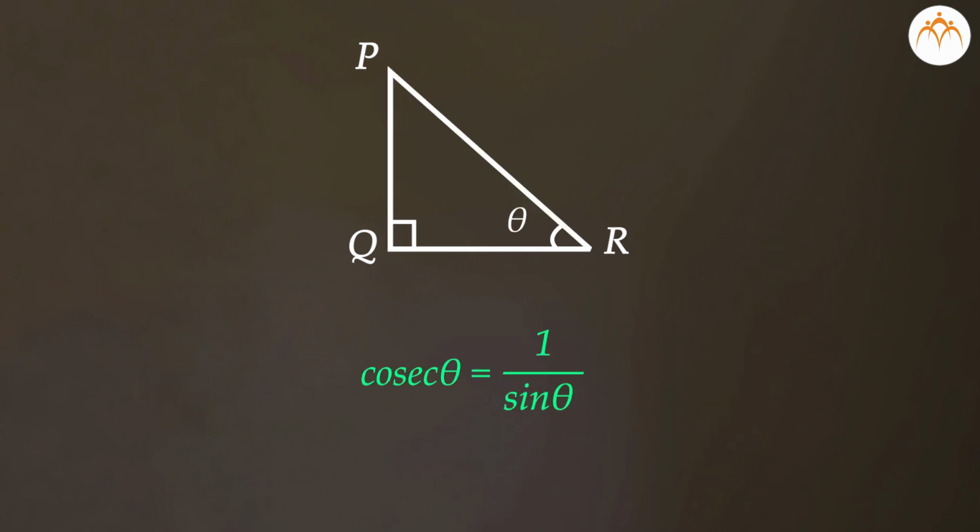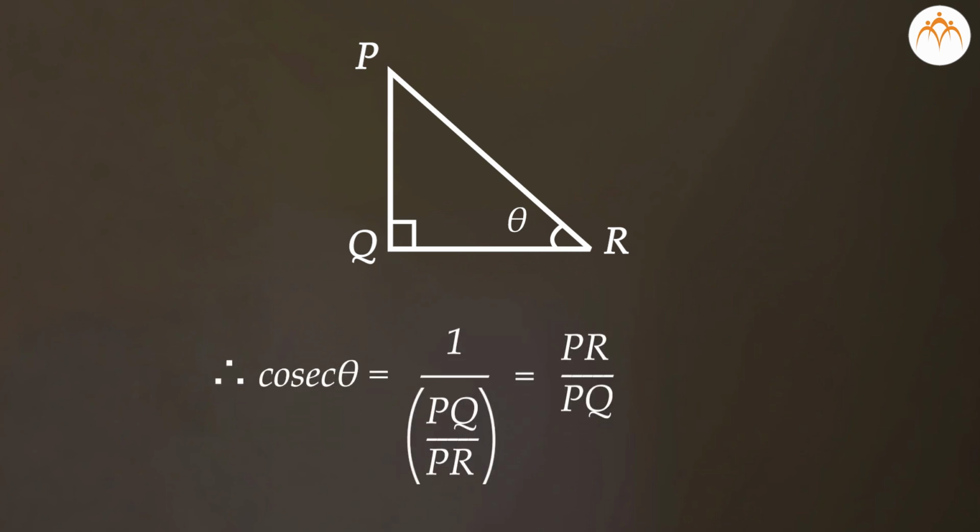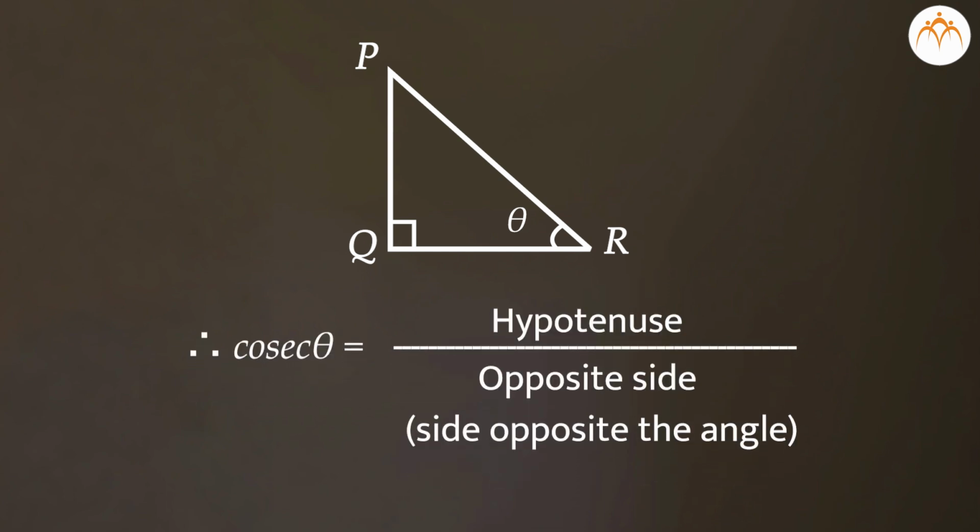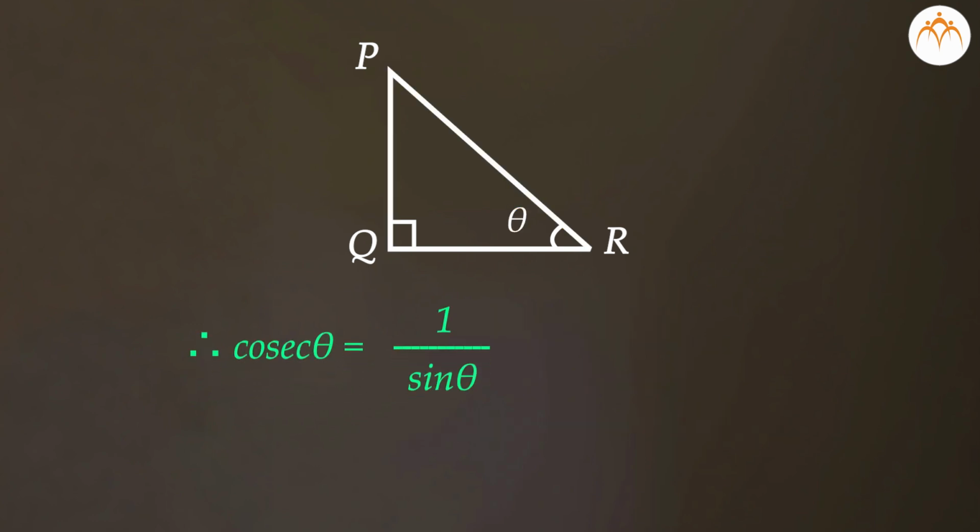Cosec theta is equal to 1 upon sin theta. Therefore, cosec theta is equal to 1 upon PQ upon PR equal to PR upon PQ. Therefore, cosec theta is equal to hypotenuse upon opposite side, that is the side opposite to the angle. Similarly, cosec theta is equal to 1 upon sin theta. Therefore, sin theta into cosec theta is equal to 1.